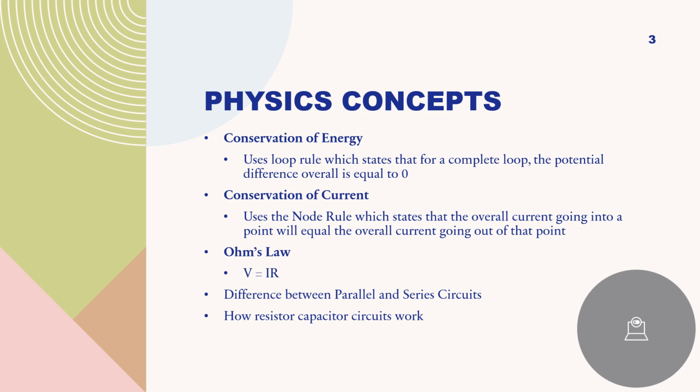The main physics concepts used in this lab are the conservation of energy, which uses the loop rule, which states that for a complete loop, the potential difference overall is equal to 0. The conservation of current, which uses the node rule, which states that the overall current going into a point will equal the overall current going out of that point. Ohm's law, which states that V, voltage, is equal to I times R, or current times resistance, and the difference between parallel and series circuits, as well as how resistor capacitor circuits work.